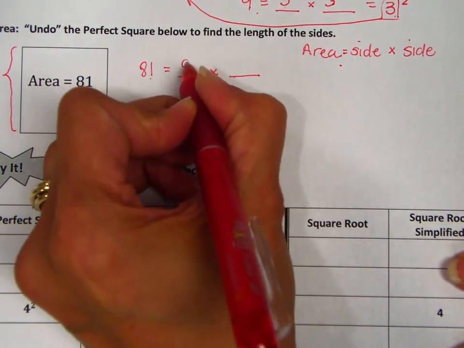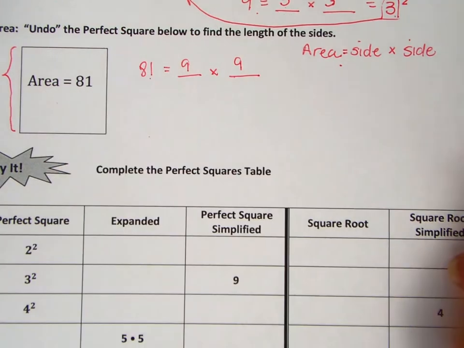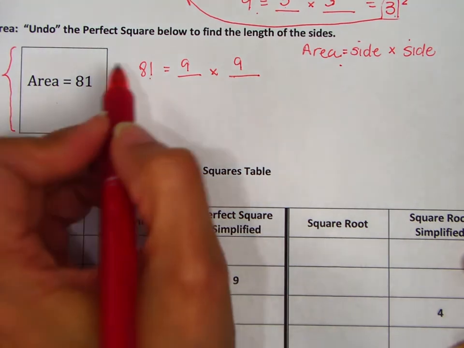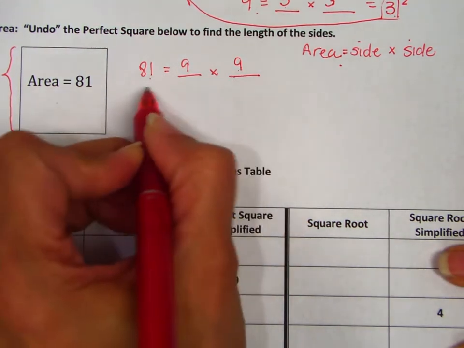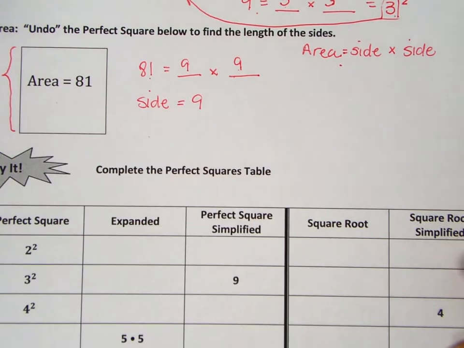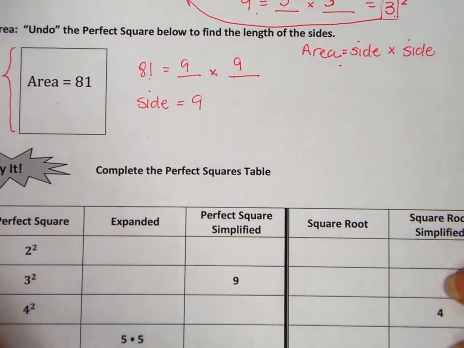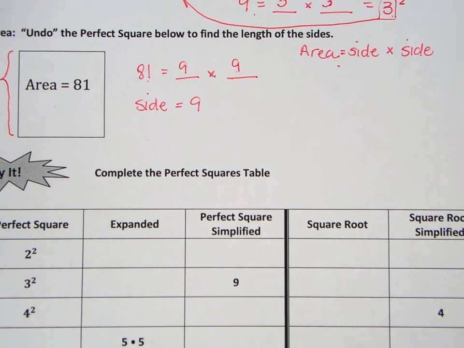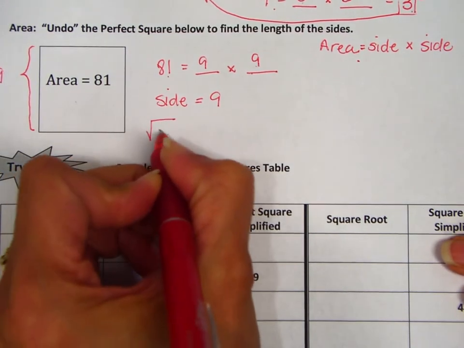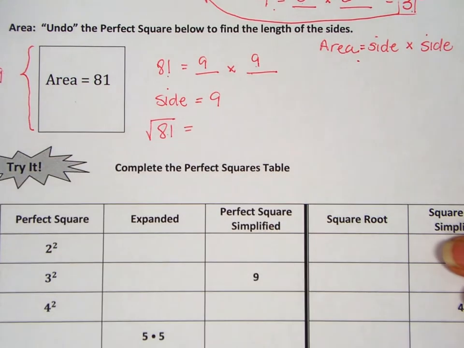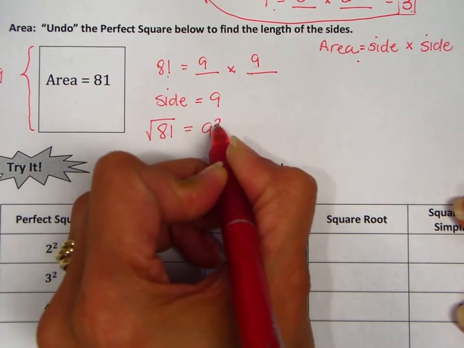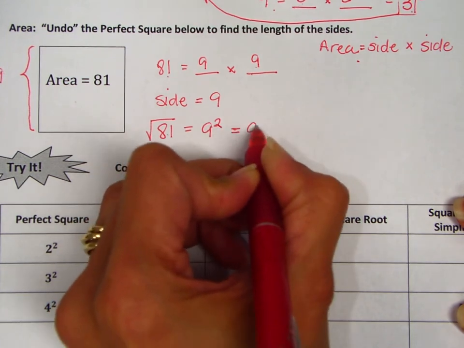And that would be 9 times 9. So 9 times 9, one side is equal to 9. It's 9 units. This is the same as taking the square root of 81. That's the same as 9 squared, so the square root is 9.